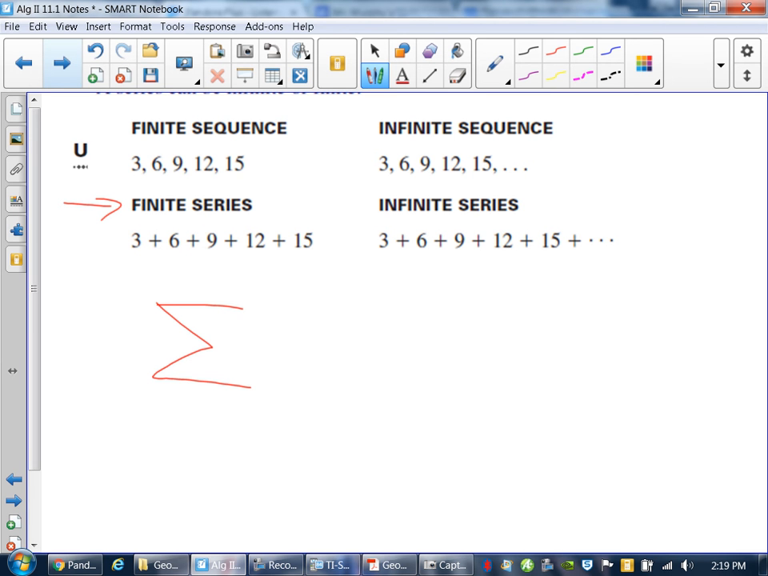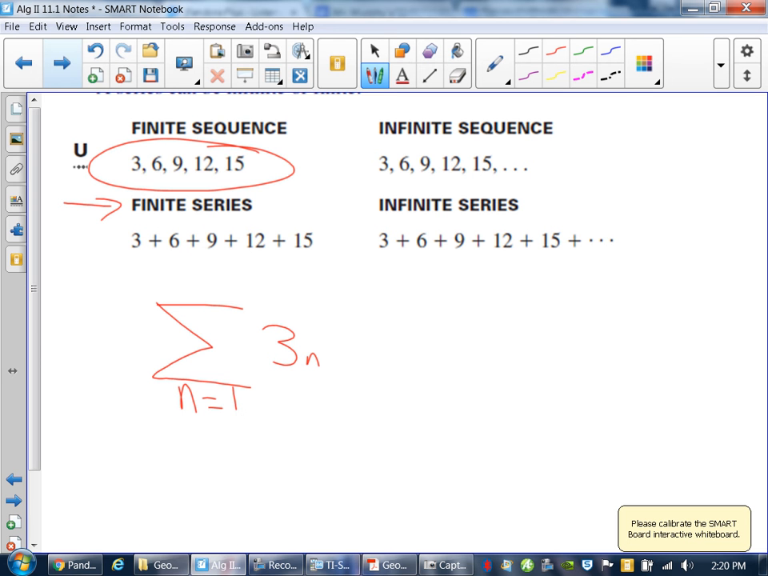Now, when we write out these things, we have to figure out a sum value of some sequence. This sequence, 3, 6, 9, 12, 15, we had that one a minute ago. We wrote that as 3 times n. Remember that? So the rule goes here, 3 times n, where n is the number in the sequence. What value of n does that sequence start at? 1. So n starts at 1, and how many terms are in the sequence? 1, 2, 3, 4, 5. There are 5 terms in the sequence.